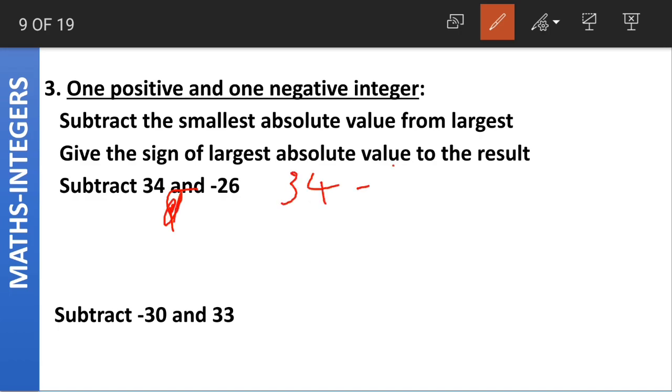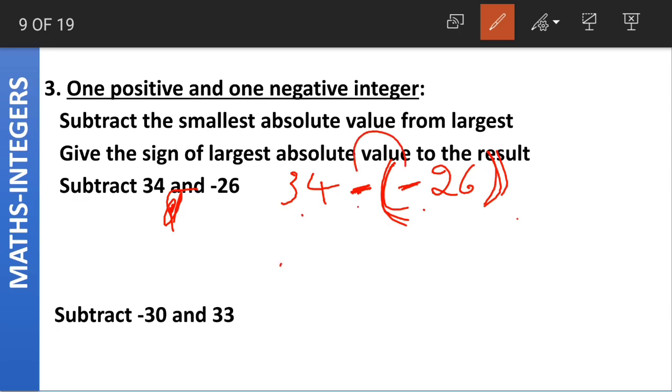34 minus, again it is important to open the brackets and put minus 26 inside it, because here we are having the minus operator, which is used for subtraction, and then the number itself is carrying another sign, which is negative. So it is important for us to place these brackets. 34 minus of minus 26.